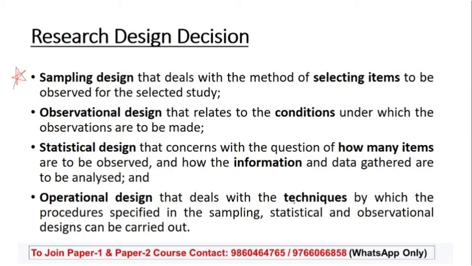Operational design talks about techniques. Please keep these words in mind; that's the reason I have bolded them. Sampling design talks about selection of the items. Observational design talks about conditions under which the observations are made. Statistical design talks about the items or the information which is to be analyzed. And operational design talks about the techniques by which the procedure of sampling, statistics and observations can be carried out. So this is a part of your research design decision. Individually also, if they ask you, you should know how to answer it.